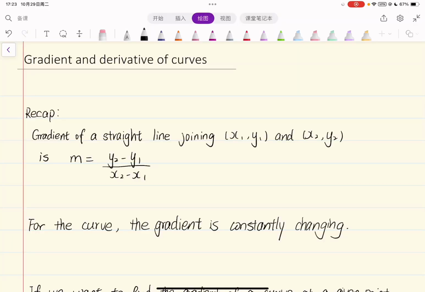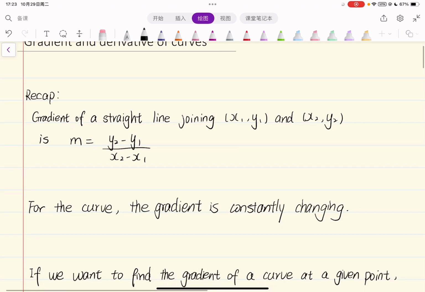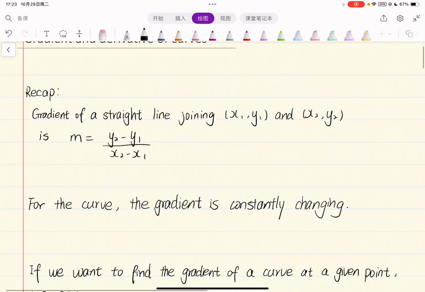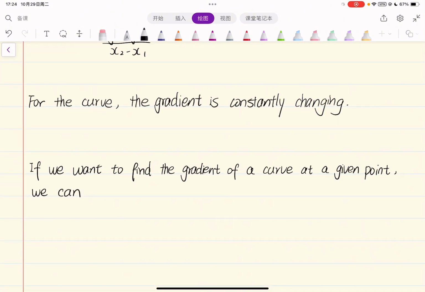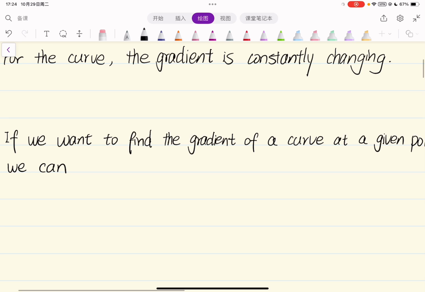Hello everyone, in this video we are going to learn about gradient and the derivative of curves. Firstly, let's quickly recap the gradient of a straight line drawn through 2 points. That is m equals y2 minus y1 over x2 minus x1. For a curve, the gradient is constantly changing. So if we want to find the gradient of a curve at a given point, we can find the gradient of the tangent to the curve at that point.